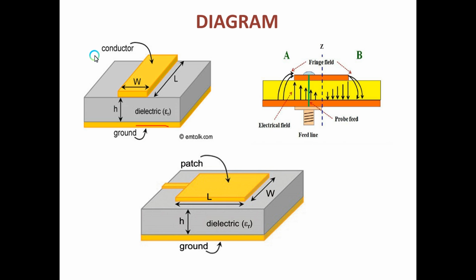Above the substrate is the metallic strip. The width of the metallic strip is w, the length is L, and the thickness is T. The metallic strip acts as a microstrip transmission line. Above the dielectric layer, the metallic strip is there. This metallic strip acts as a transmission line. This layer contains copper. Here and here, there is no copper layer.